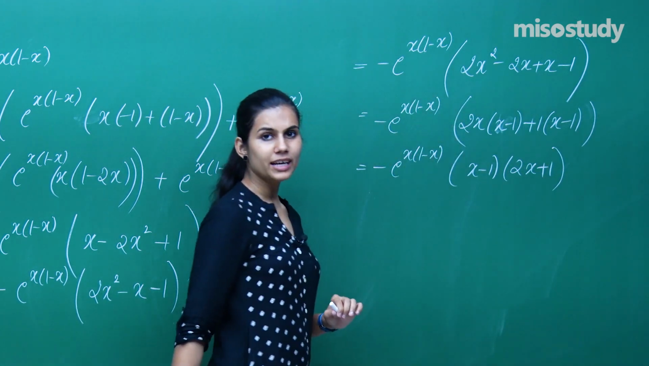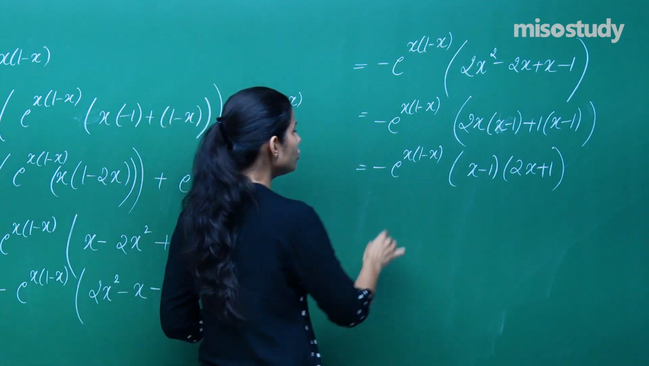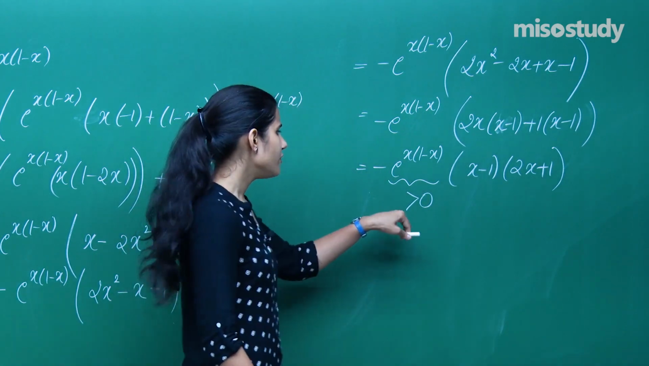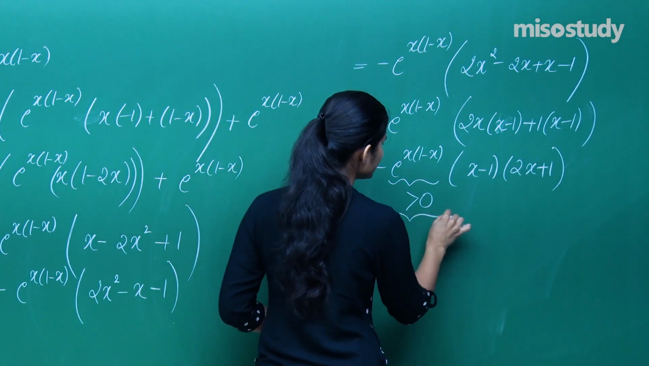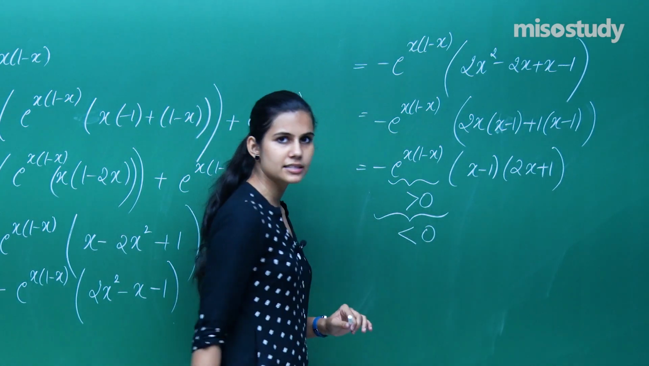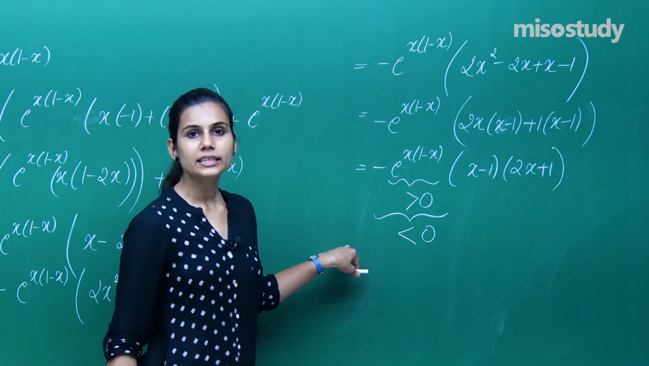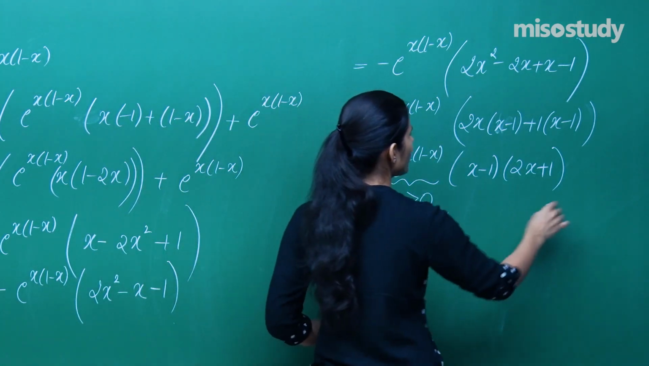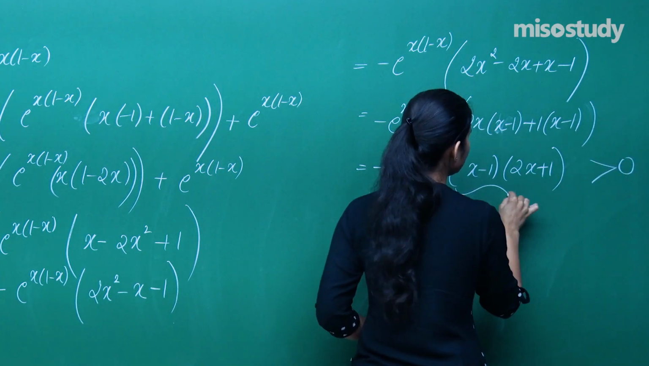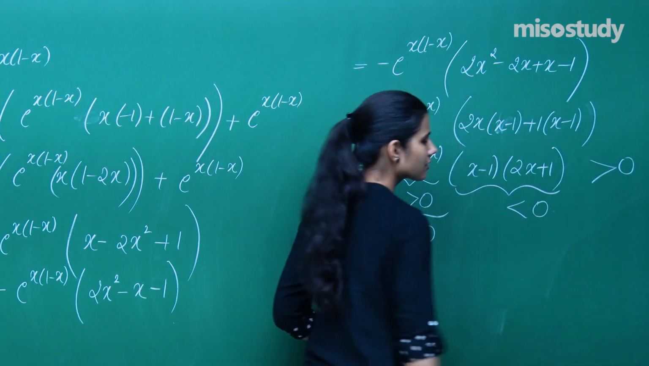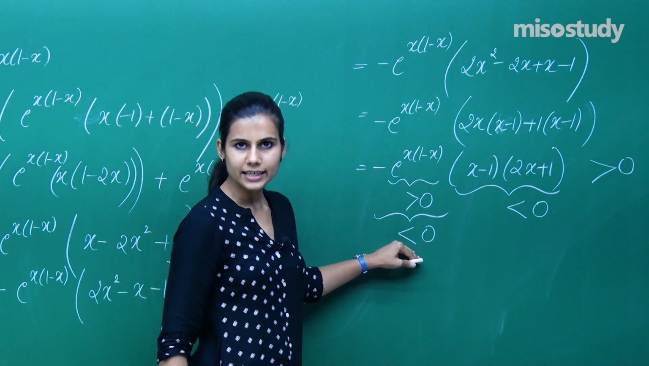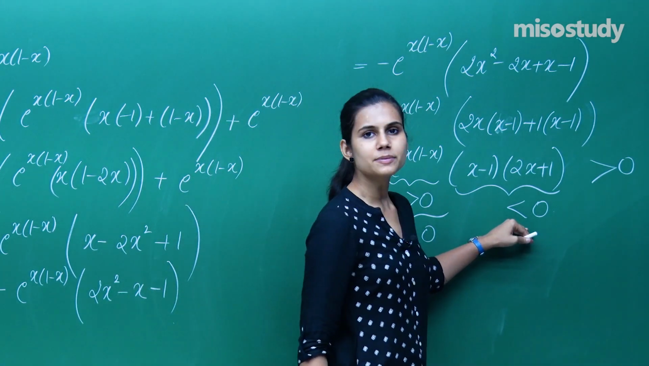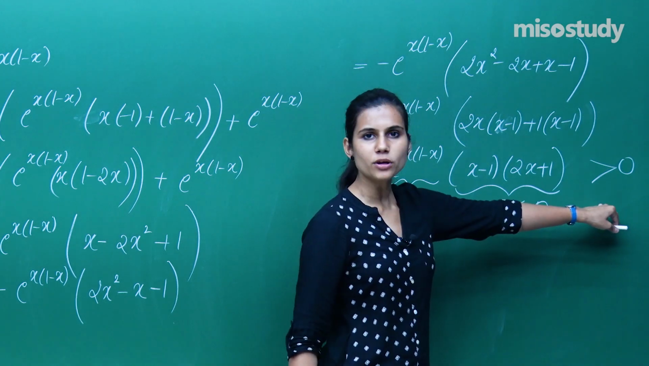Now, talking about increasing or decreasing behavior, you know that this is always positive for every x. If this is always positive for every x, I know minus of this is always negative for every x. If I want to talk about increasing, f dash x needs to be positive. This portion is always negative. So, when is this going to be positive? Only when this is negative. Because this portion is always negative, minus of a positive thing is a negative thing. The moment this expression comes out to be negative, I will get f dash x to be positive.